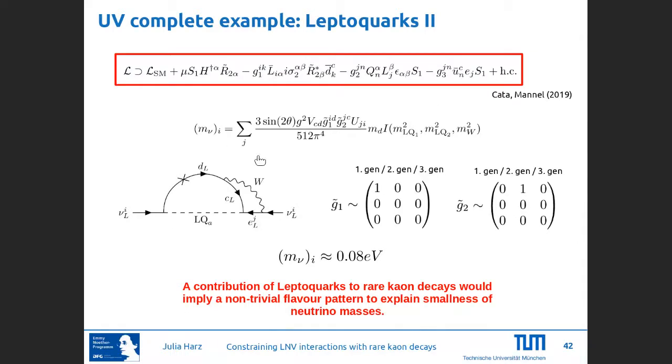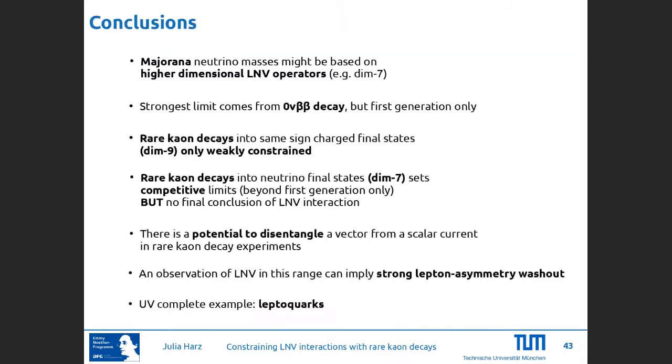So here, basically, we took the usual loop contribution to the neutrino mass. We have here the corresponding 2-loop diagram. And so, in order to get the neutrino mass in the right ballpark, what we need to do is basically suppress the 1-loop contribution and have a non-trivial flavor pattern in order to get the neutrino mass only at 2-loop. So it would mean that in case we see some leptoquarks in rare kaon decays, if this is the only underlying model, the only underlying contributions in the Lagrangian, it would imply a non-trivial flavor pattern to explain the smallness of the neutrino masses.